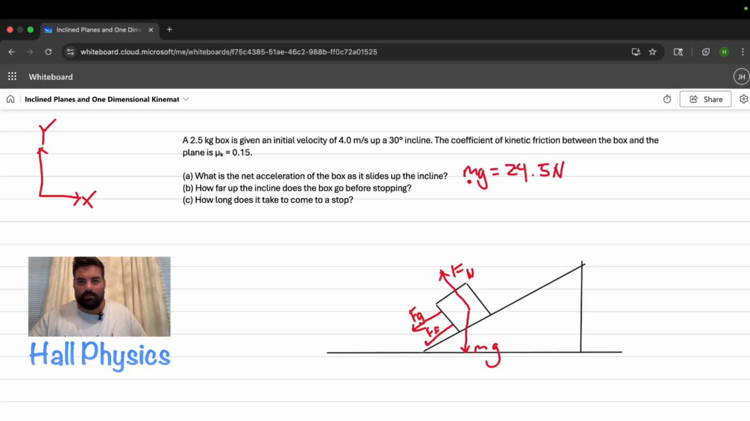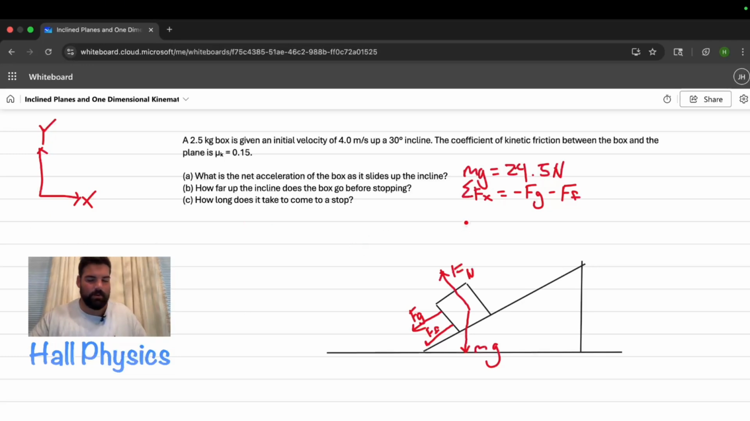Now let's talk about the sum of our x forces. So the sum of our forces in the x direction is going to be negative F of G, force of gravity, minus our friction force. Because you can see both of these forces are in the negative x direction according to our coordinate system.